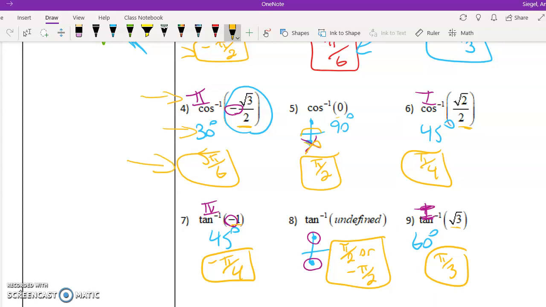And then finally, I came up with the radians, knowing that it was a 30-degree angle in quadrant 2, knowing that it was the 90-degree angle, knowing that it was a 45-degree angle in quadrant 1. That was the information I needed to get to my final answer.